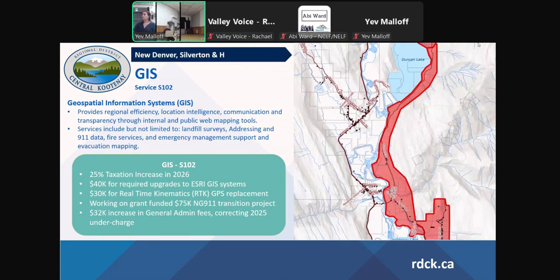GIS provides digital mapping services, landfill surveys, addressing 911 data, and evacuation mapping. The picture on the right is an evacuation map from around the Argenta Duncan Lake area from two summers ago. This service is seeing a 25% taxation increase with some required upgrades to its systems and hardware. Working on the NG 911 transition process.